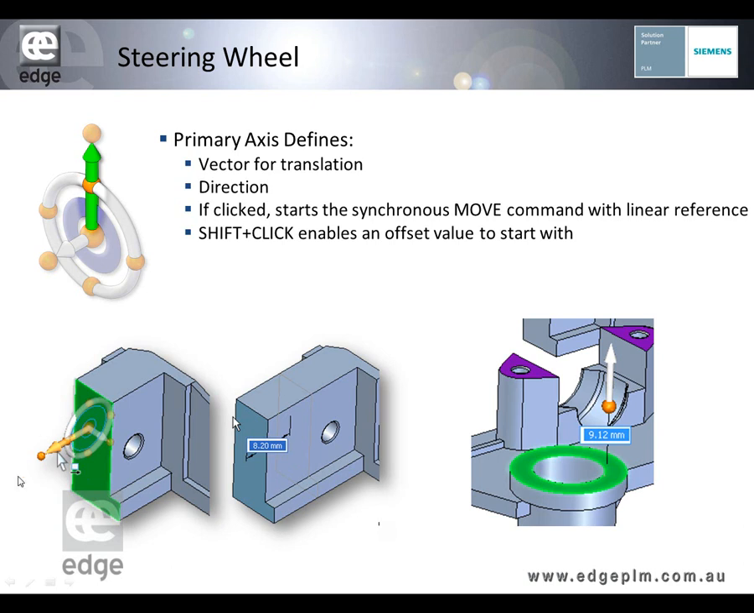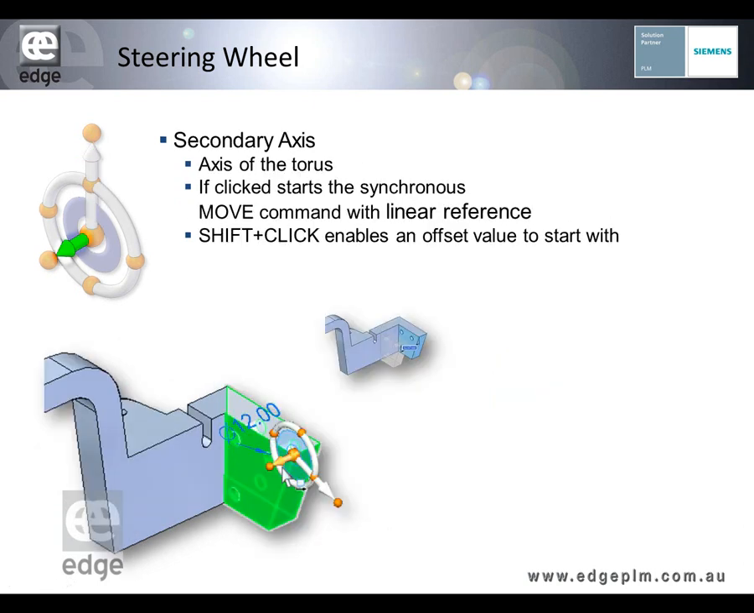If we click on it, it will start the move. If you shift and click, you can offset that. A dimension tool comes up that offsets the arrow from the face that it's connected to. So if I wanted to move the face but be 20 millimeters off the face, I can do that. We'll see what that's for in a little while.